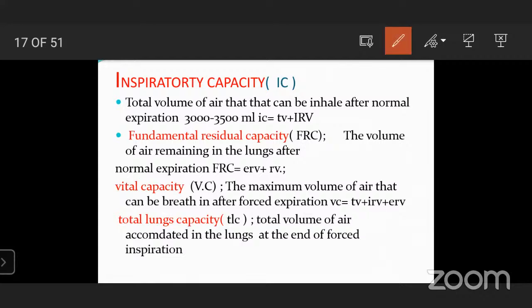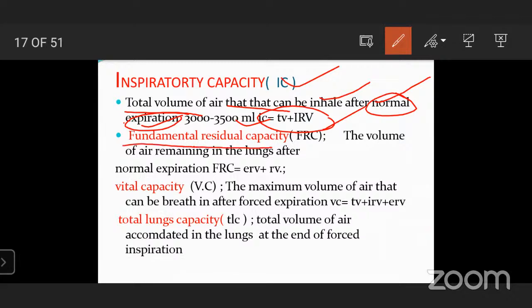First one is the inspiratory capacity. It is the total volume of air that can be inhaled after normal expiration, 3,000 to 3,500 ml. The most important point: IC is equal to TV plus IRV. Next one, functional residual capacity, FRC. This is the most important.